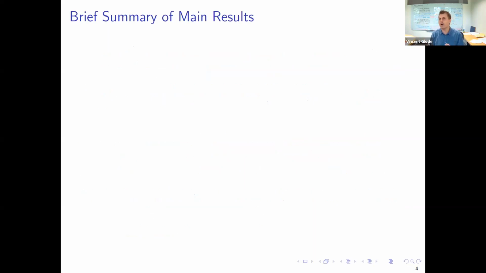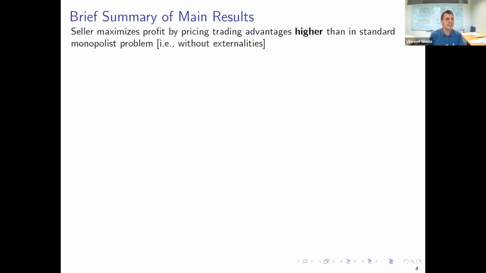So clearly, I'm going to go through all these details during the next 45 minutes, but just so that you know where I'm driving with all this, I'll give you a brief summary of our main results. So the seller will maximize its profits by pricing the trading advantage higher than in a standard monopolist problem. I will often compare our results to the standard monopolist problem because the standard monopolist problem is one where the only elasticity that matters is price versus quantity.